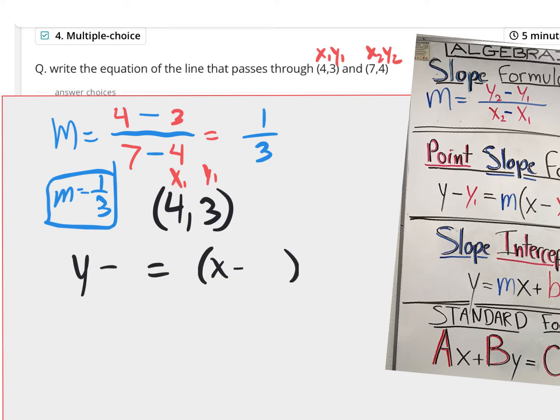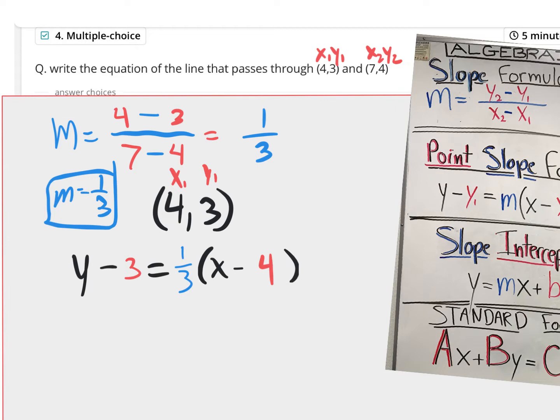Well, the y1 value goes right here, and the y1 value happens to be a 3. So let's put a 3 right there. The m value is 1/3. That goes right here. Okay, and the x1 value is 4. That goes right here. The reason why I do it with blank spots is just in case this is a -4, you'll see a negative, which has to change to a plus. This is your point slope form equation.